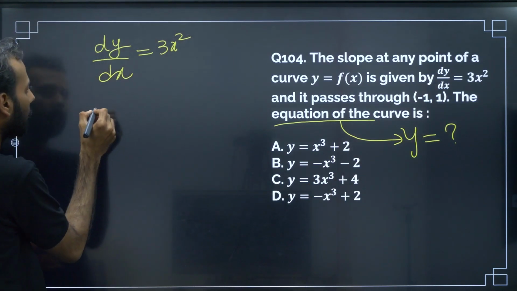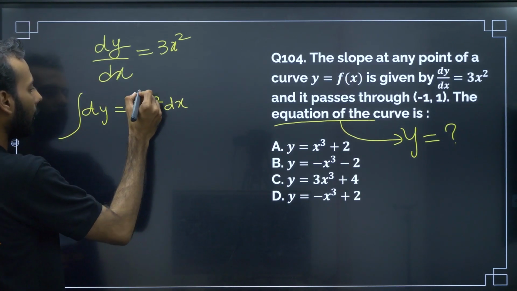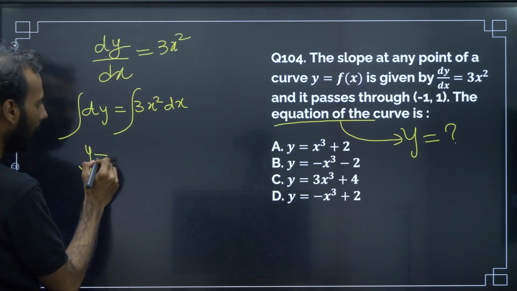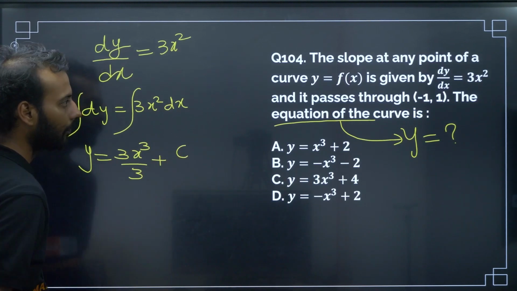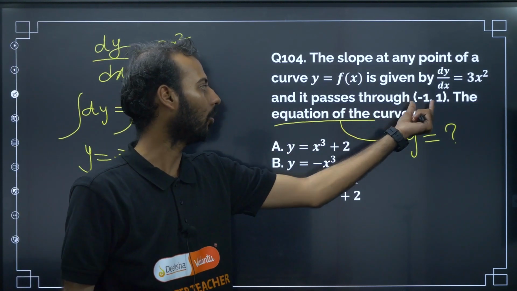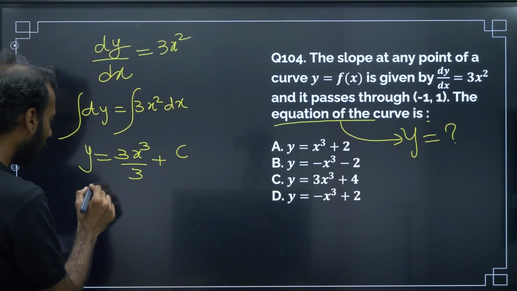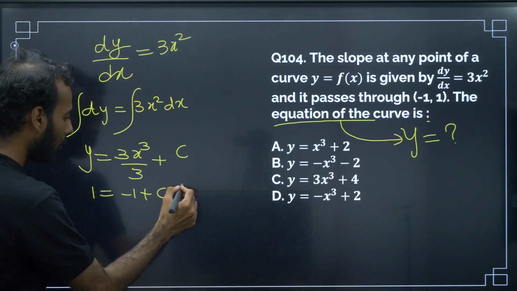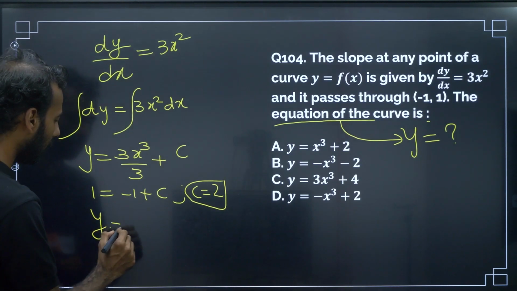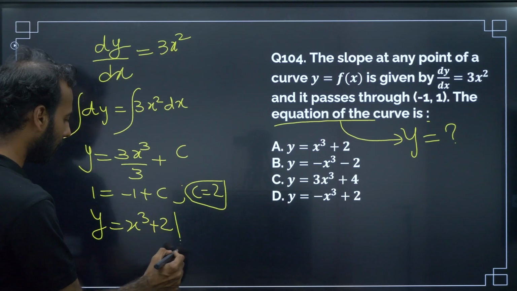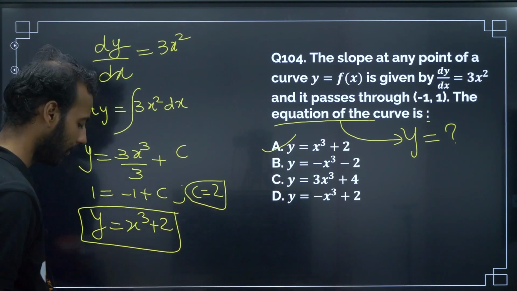Now dy by dx is this, so dy is equal to 3x square dx. Let me integrate on both sides. So integration of dy is y is equal to 3 times x cube by 3 plus c. Furthermore, to find the value of c, some condition, like -1, 1, will be given. You substitute that, y is equal to -1 plus c, so c is 2, and y is equal to x cube plus 2. The option y is equal to x cube plus 2 is there, so option A is the answer.